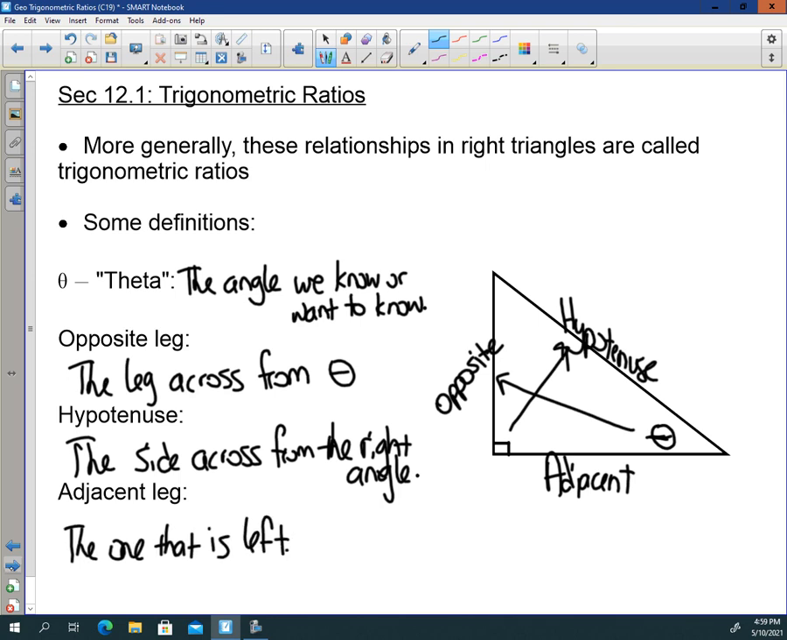So it's kind of a process. First, you look at your angle that you're working with. We're going to call it theta, but sometimes there's a number there. And then you're going to look directly across from theta to find your opposite side. The hypotenuse has always been the hypotenuse, and then the one that's left is called the adjacent side. And knowing these labels is going to be vitally important to being able to set up your trig ratios.